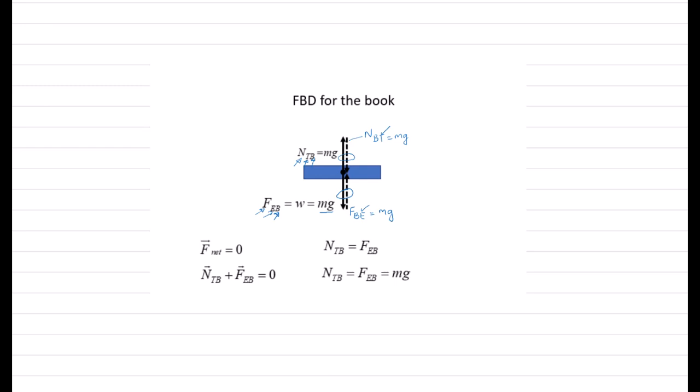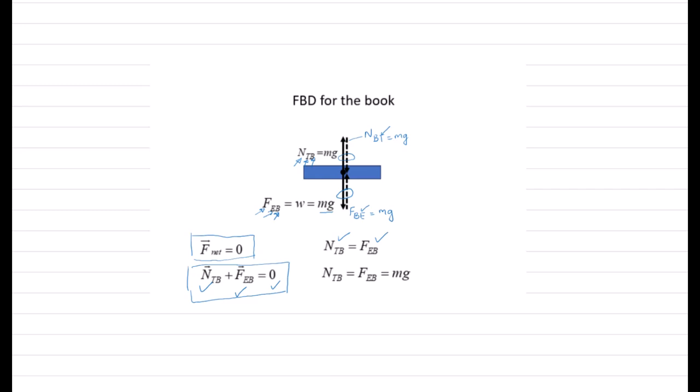Now coming to the equilibrium equation. We know that since the book is at rest, there is no net force on the book, and therefore from Newton's second law, the sum total of all the forces acting on the object should be equal to 0. So we have only two forces, NTB plus FEB. When these two forces are vectorially added, they should give us 0. In terms of magnitude, it is possible only in one case, where the magnitude of the upward force is equal to the magnitude of the downward force. So NTB should be equal to FEB.